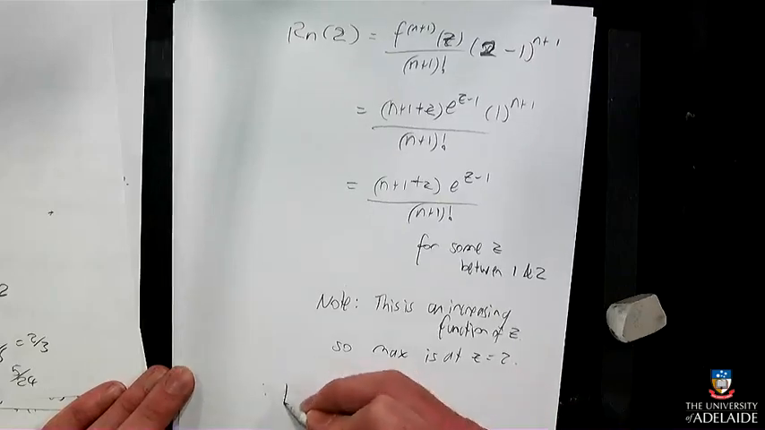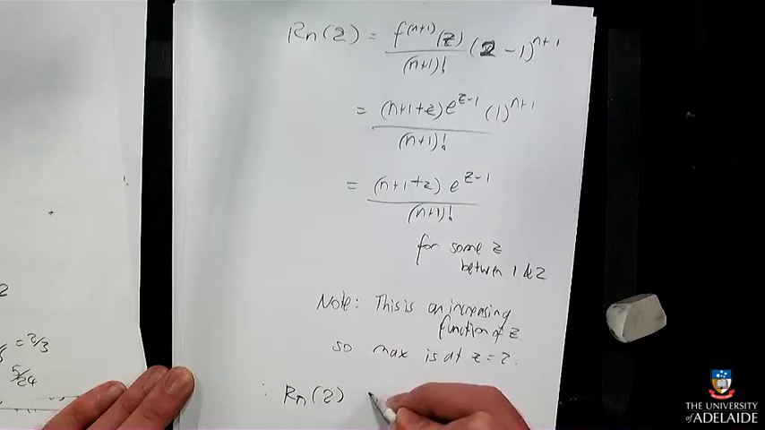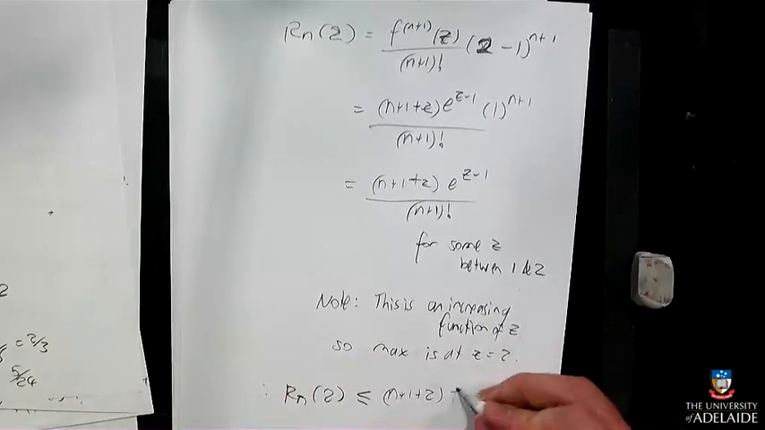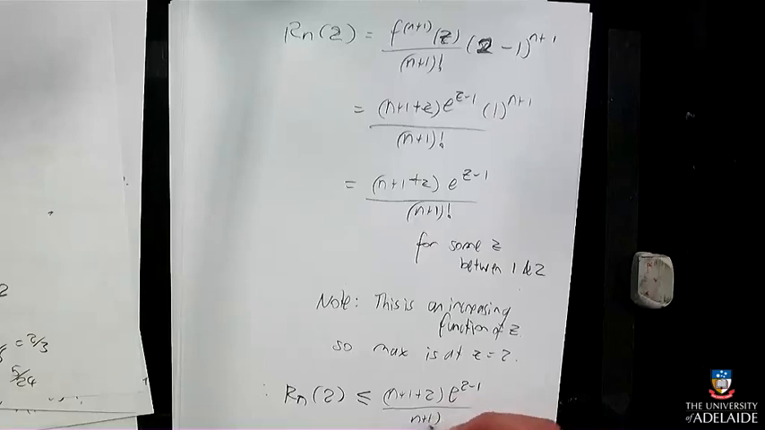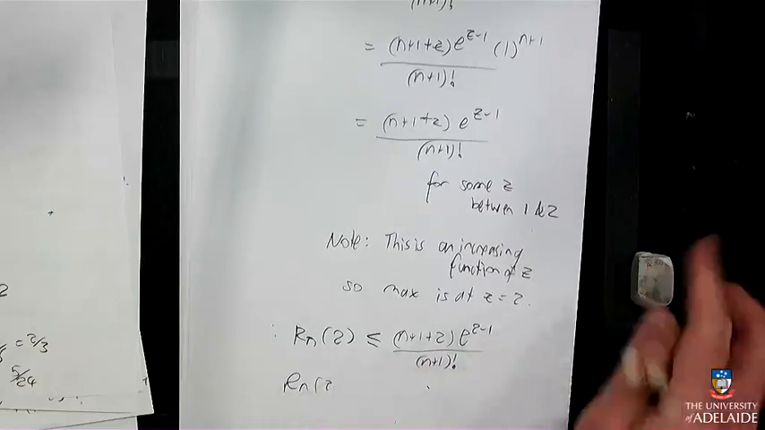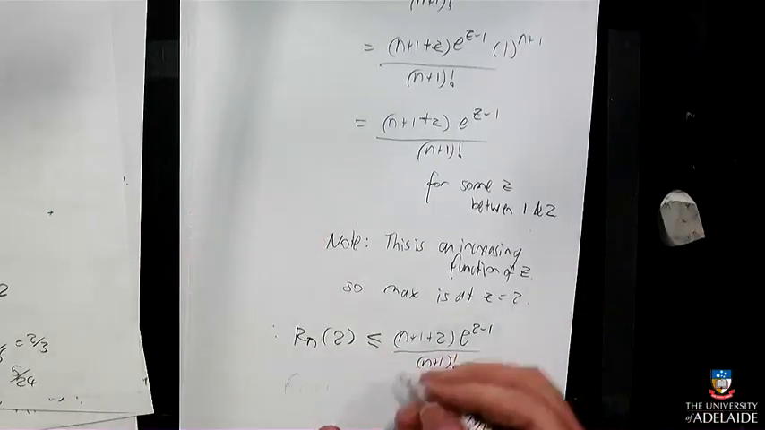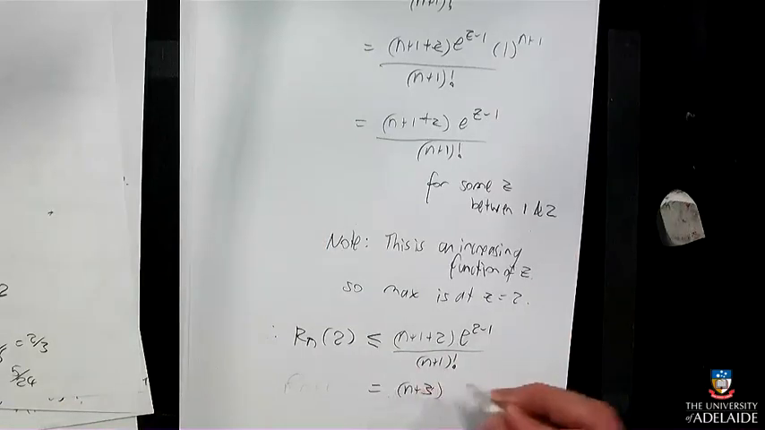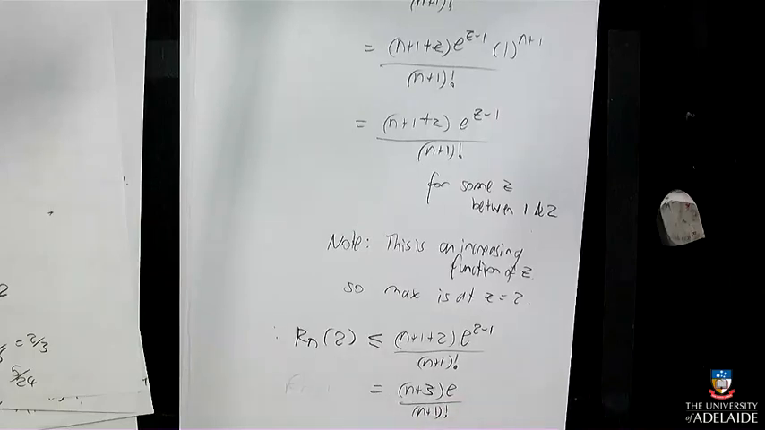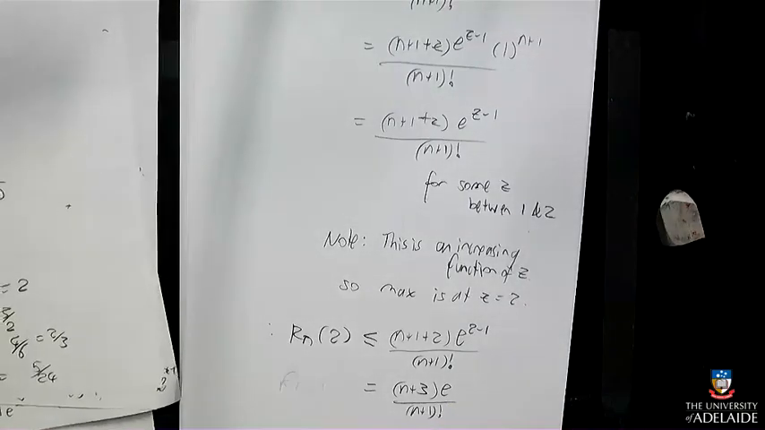And so therefore, this is less than or equal to n plus 1 plus 2 e to the 2 minus 1 factorial, which is n plus 3 e over n plus 1 factorial. Okay. I guess we could go that's less than 3 of this, just because we're doing this sort of thing.